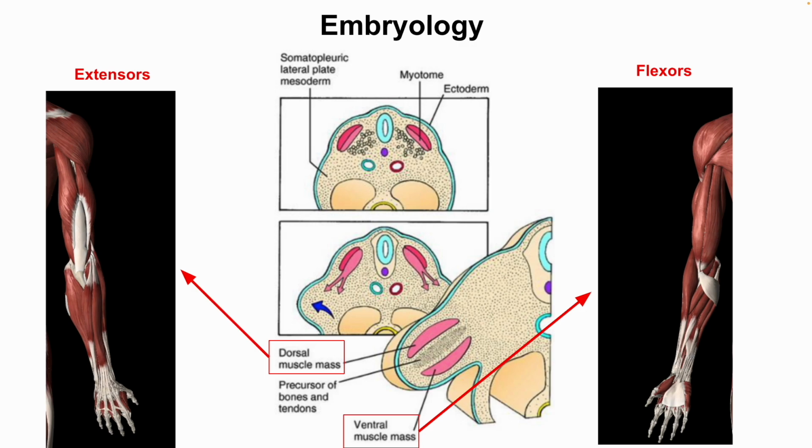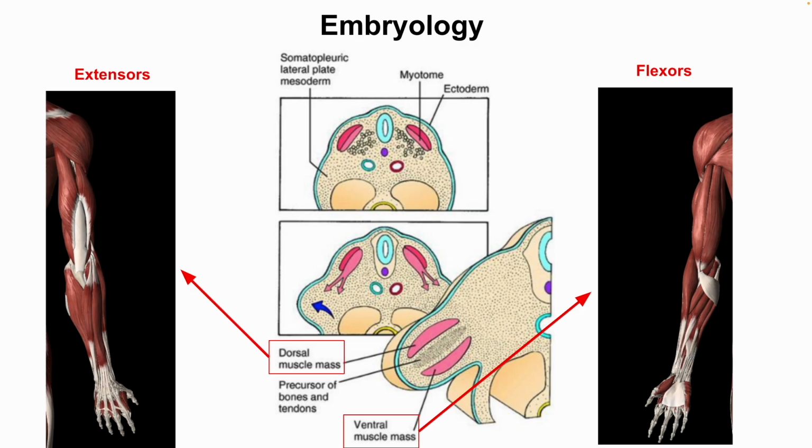Point is, these two muscle masses lead to two different kinds of muscle groups that do different functions in the arm. It's not exactly perfect, but as a rule of thumb, the ventral muscle mass leads to muscles that allow for flexion. That is, between two bones, it kind of shortens the angle between them.